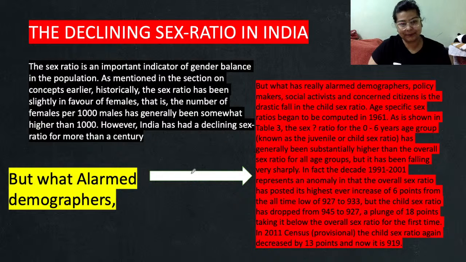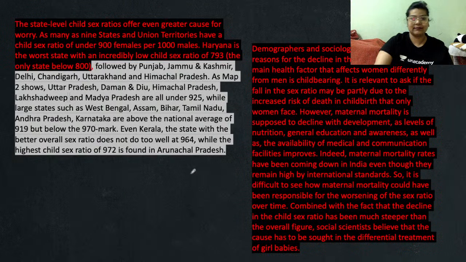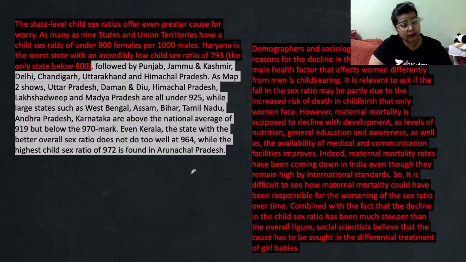Why did the sex ratio decline? This was a very important indicator of the gender balance of the population. What alarmed the demographers was that the provisional child sex ratio decreased by 13 points and was now 919. This was the basic alarm which demographers felt and which came to their notice. There was an even greater cause for worry, because Kerala, with a better overall sex ratio, did not do well, at 964. The highest child sex ratio, 972, was found in Arunachal Pradesh.